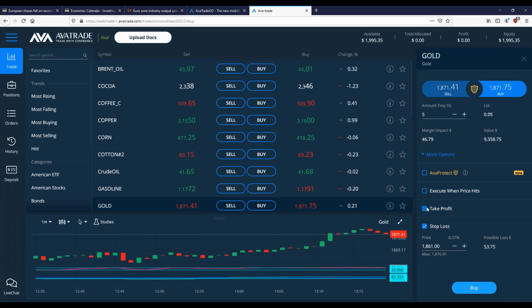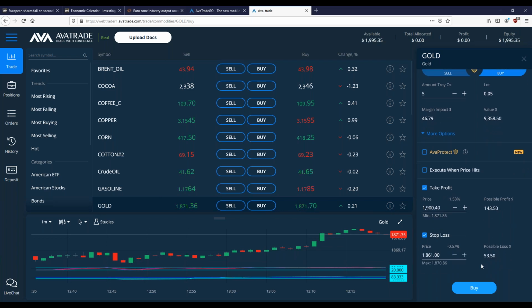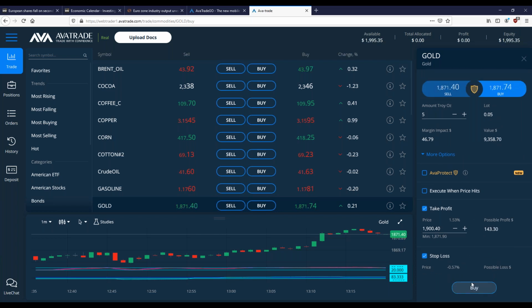I could calculate my take profit as well. If I want to take profit at, I don't know, 1880. Let me get on the right side of the decimal here. Again, 1880. Now I'm making 43. I say, no, I want to go more than that. I want to go to 1900. Okay. 1900. There we are. So now I can say, oh, I'm risking 53, to make 143, almost 3-to-1 ratio, right? And maybe I like that risk management and I say buy, okay?